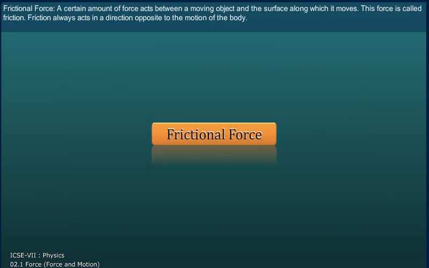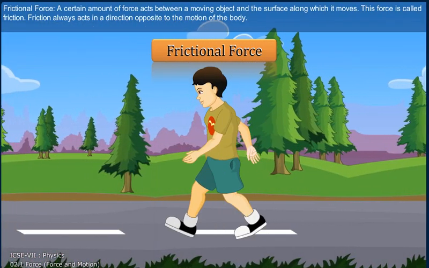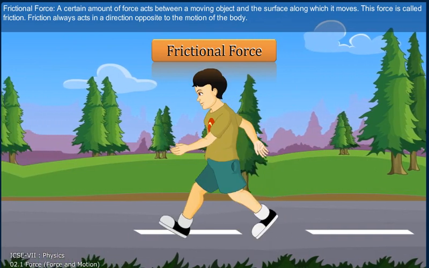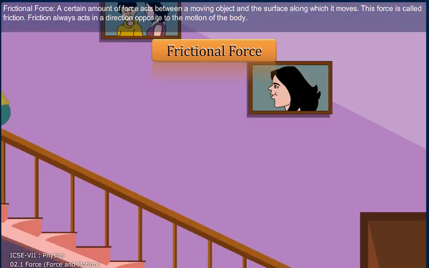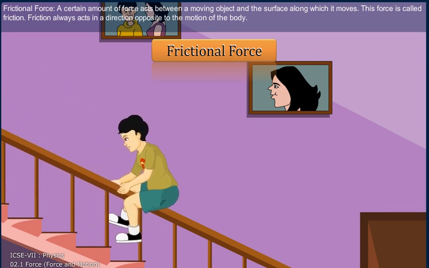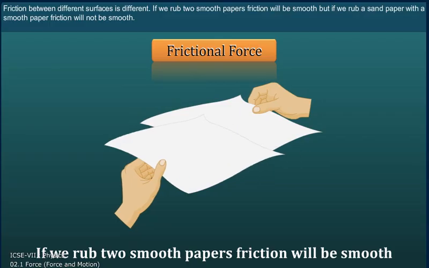Five, frictional force. A certain amount of force acts between a moving object and the surface along which it moves. This force is called friction. Friction always acts in the direction opposite to the motion of the body. Friction between different surfaces is different.